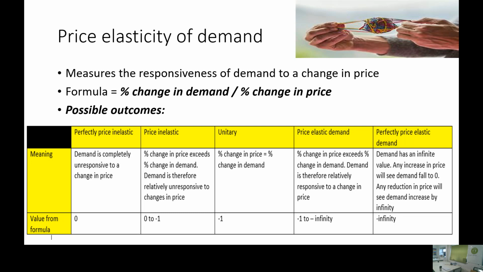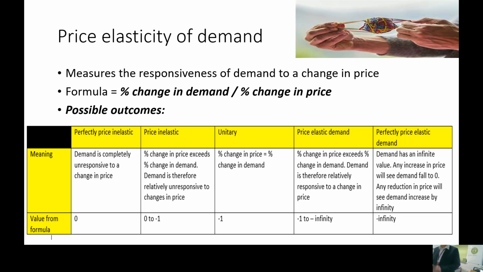The next one is perfectly price elastic demand. Now, what we're going to have here is an infinite value from the formula. Now, this is almost impossible and not really likely to happen. But the argument would be that if we were to reduce price by just the smallest amount, let's say 1%, there'd be an infinite increase in demand. Or if we were to raise price by a very, very small percent, demand would completely disappear from the market. So infinite. Demand is completely responsive to changes in price.